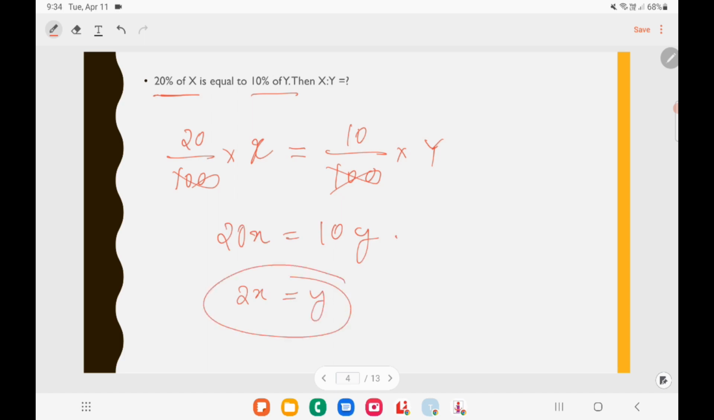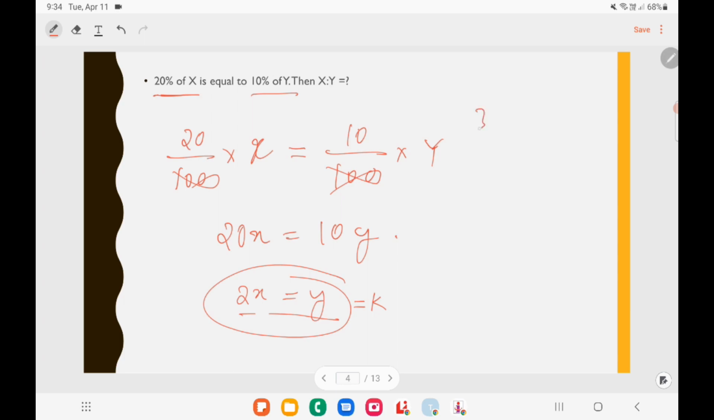So after you get like this, don't go and choose the option 2:1. Some students, after getting 2x equal to y, think that means the ratio is 2:1. So some students have a tendency like that. So don't go like that. Just do what I have told you before. So you got 2x equal to y, just equate it to a number k. Let's say it is equal to k.